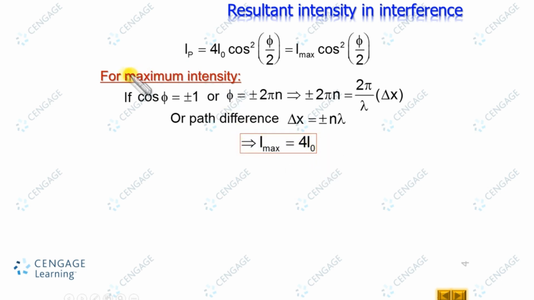Now let us consider the minimum intensity. For the minimum intensity, we know cos phi should be equal to 0. So if this value is equal to 0, that means phi equal to plus minus (2n minus 1) multiplied by pi.